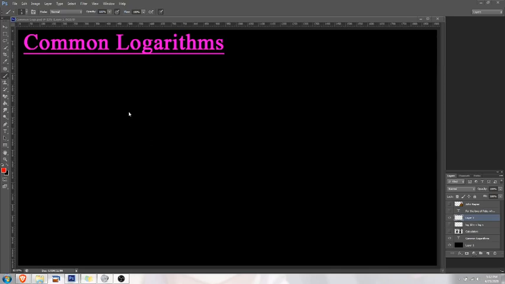Hello students, today we're going to talk about common logarithms. I'm going to talk about what they are, what they do, what they look like, but I also would like to talk about why bother with them. Why bother with logarithms at all? What exactly are they? How am I going to use them in real life? What's their history?